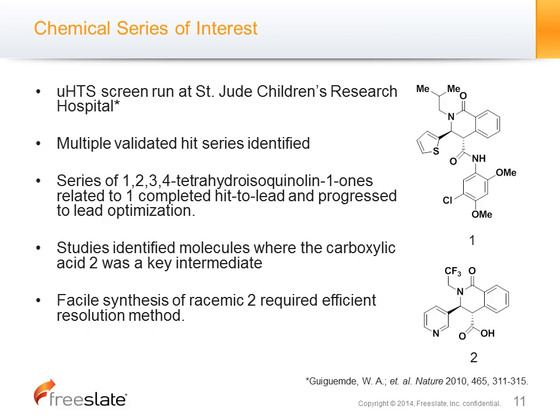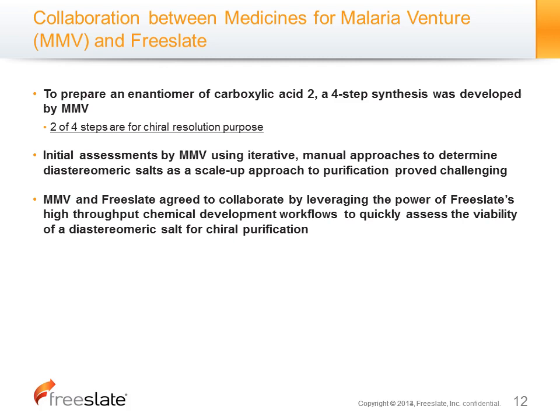The molecules that were the most interesting have carboxylic acid 2 as a key intermediate, and carboxylic acid 2 is in the lower right-hand corner. Synthesis of the carboxylic acid 2 yields a racemic mixture, so an efficient method was needed to isolate carboxylic acid 2. To prepare an enantiomer of carboxylic acid 2, a 4-step synthesis was employed by MMV. 2 of the 4 steps were for chiral resolution purposes, and an initial assessment by MMV to resolve the chiral mixture proved to be challenging.